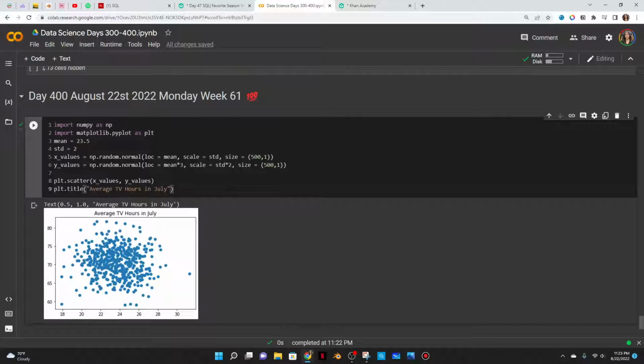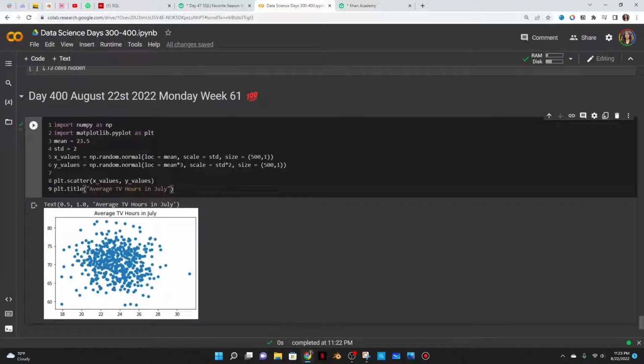Now, as to what the x-axis and the y-axis are, that's interesting. So average TV hours in July, and they're just data points. I'm questioning what really are the x values and the y values, because that's something I still need to learn. I understand I'm getting a random sample from a normal distribution, but what am I plotting? What am I looking at? Visually it makes sense because the data points are scattered around the mean, but what is this?